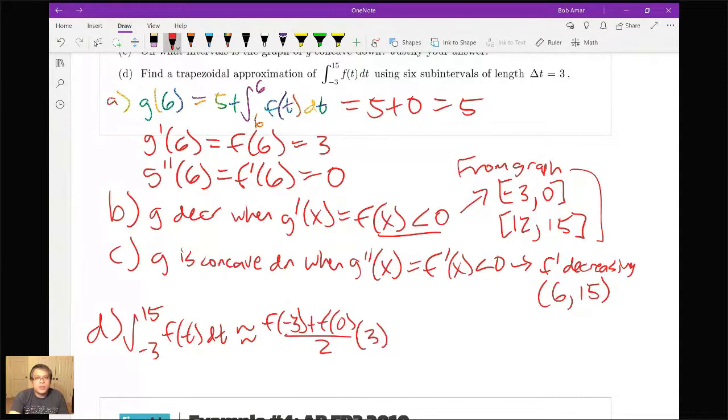When G is concave down, you need G double prime. G double prime is the derivative of the derivative, and so that's the derivative of f, right? So G double prime is f prime. That's how I made that justification. So you need to know where f prime is decreasing.